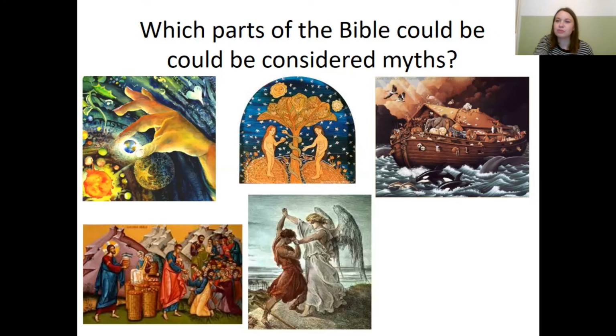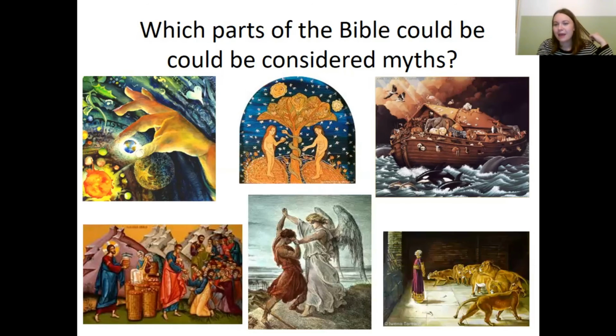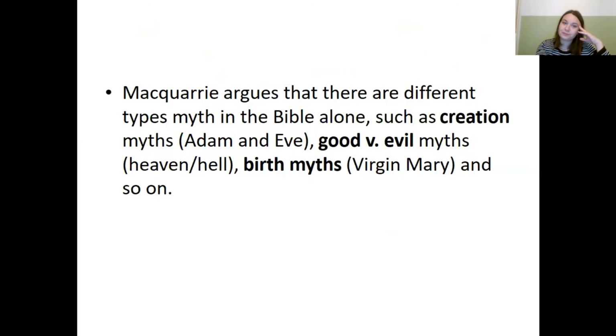There are other strange stories. This one's about Jacob wrestling with an angel or wrestling with God. Does that mean literally wrestling, or kind of wrestling with an idea like we do sometimes? Stories like Daniel in the lion's den. Was that a miracle? Did it really happen? Or was it a myth? So Macquarie argues that there are different types of myths in the Bible, such as creation myths, good versus evil myths, and birth myths.